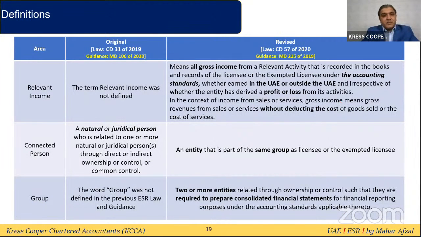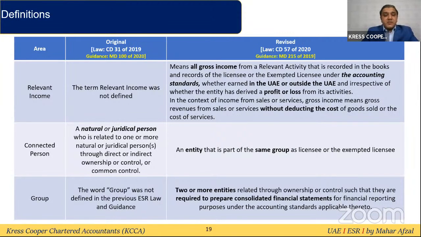Relevant income: they have properly classified the relevant income. They said all gross income that is recorded in the books as per the accounting standard is called relevant income. Might be this income is earned in UAE or outside UAE, might be the business is making profit or making losses, might be they are deducting some cost, but we need to book the income at the gross value. So they have defined the definition of relevant income as well.